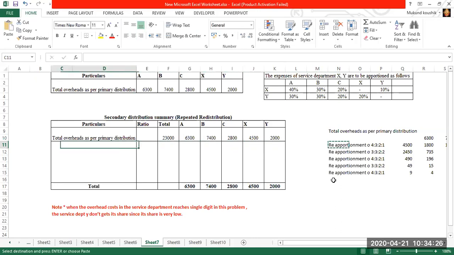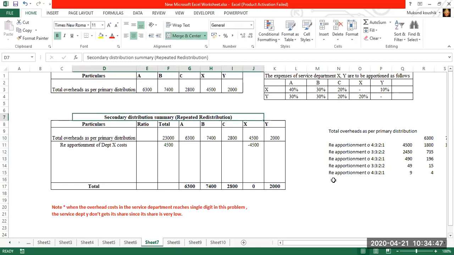Now first, whatever overheads we have in service department X, the cost they have given, 4500, all that cost we have to apportion to departments A, B, C and Y. So this entire 4500 will be gone. That means it will be allocated to other departments. So in the total column, how much are we allocating? 4500. And again, what will be the ratio they have given?